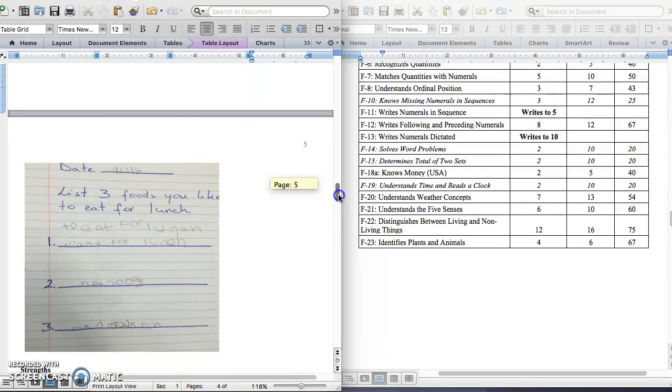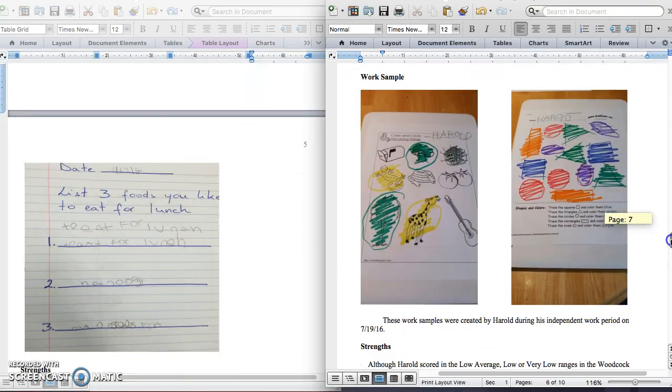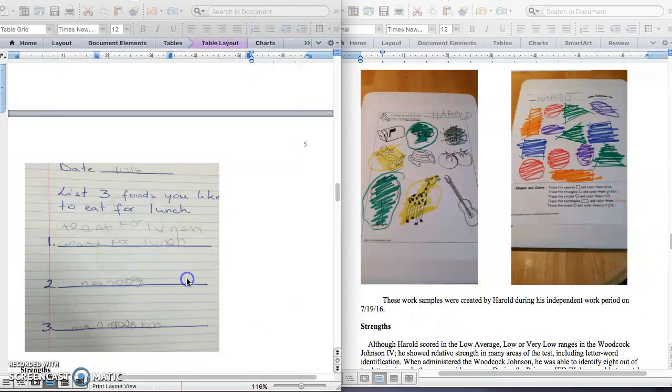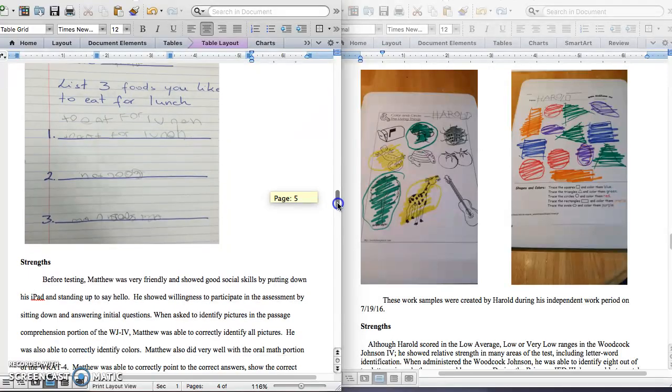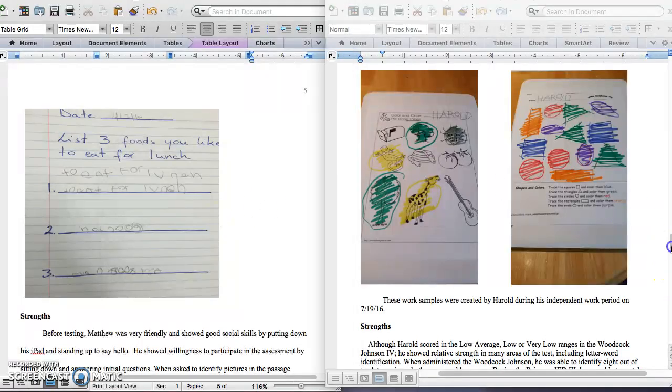And then we've got the work sample, and you can see for this we have the work sample there, and then the directions should also be here. So let's see if this person put the directions. No, but that should also be included so that I know, or the reader knows, what it is that they're looking at. Well, I guess she's got the list three foods that you like to eat for lunch here, but you know, explain why you chose this assessment for a work sample.